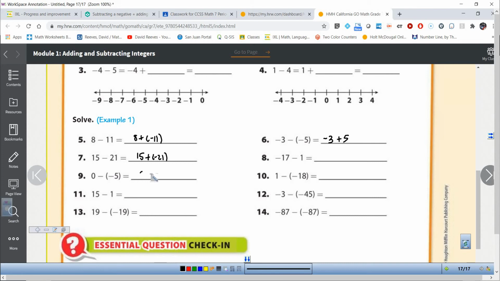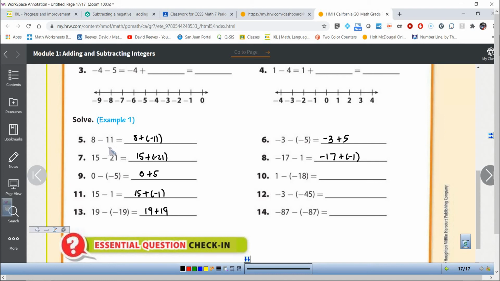0 minus negative 5 becomes 0 plus a positive 5. 15 minus 1 becomes 15 plus negative 1, although honestly I think you could just do 15 minus 1 for that one, right? 19 minus a negative 19 becomes 19 plus a positive 19, right? Negative 17 minus 1 becomes negative 17 plus negative 1, and you get the idea.